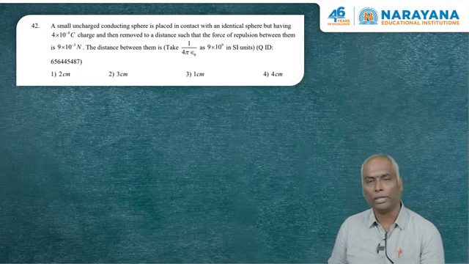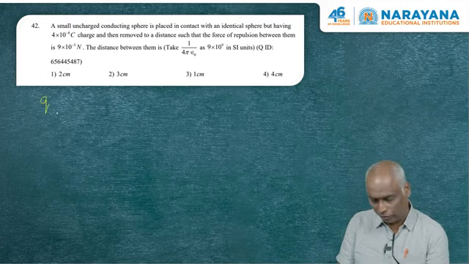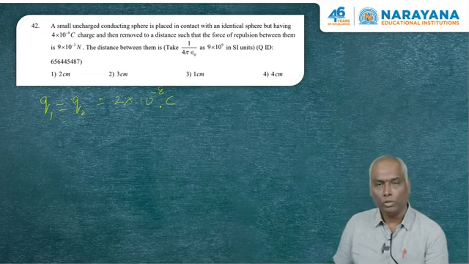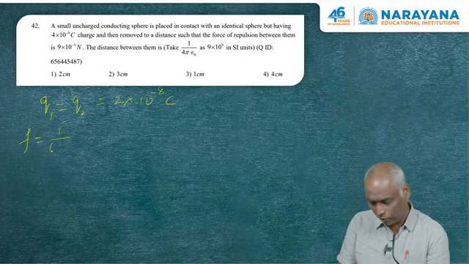when they are brought in contact, because of same dimensions, the charge will be distributed uniformly. The charge on each sphere after contact becomes Q1 equals Q2 equals total charge divided by 2, which is 2 into 10 to the power of minus 8 coulombs. Here you are asked to find the distance between the two charges if the force is 9 into 10 power minus 3. Using Coulomb's inverse square law, F equals 1 by 4 pi epsilon naught into Q1 Q2 whole divided by r square.